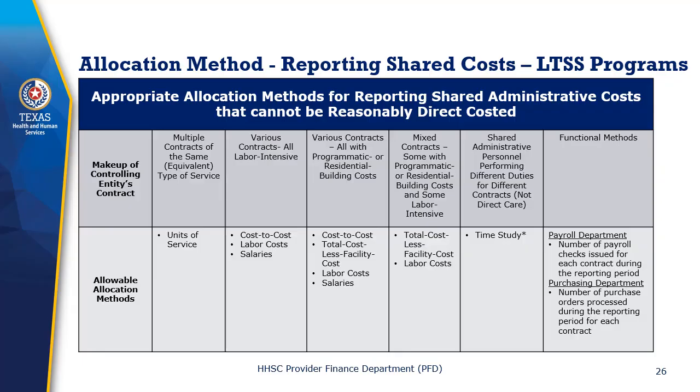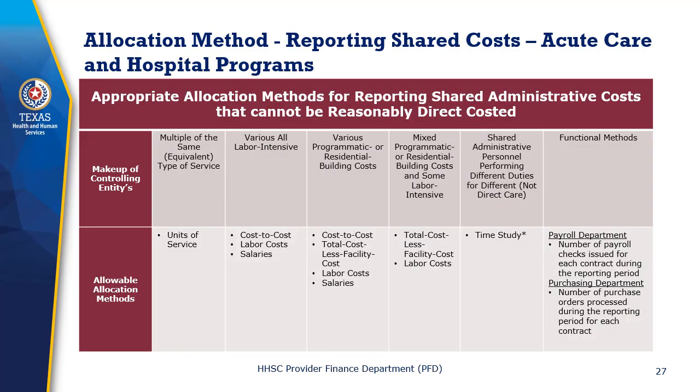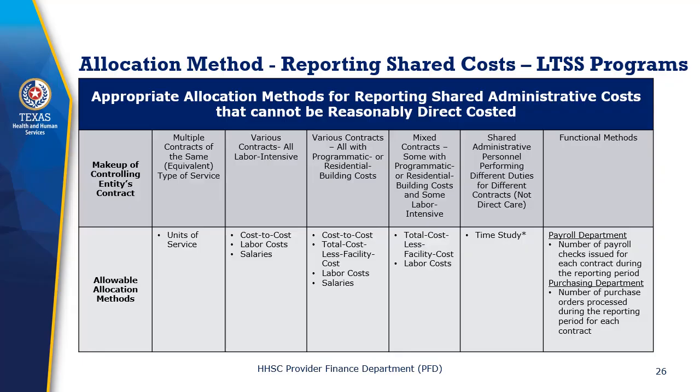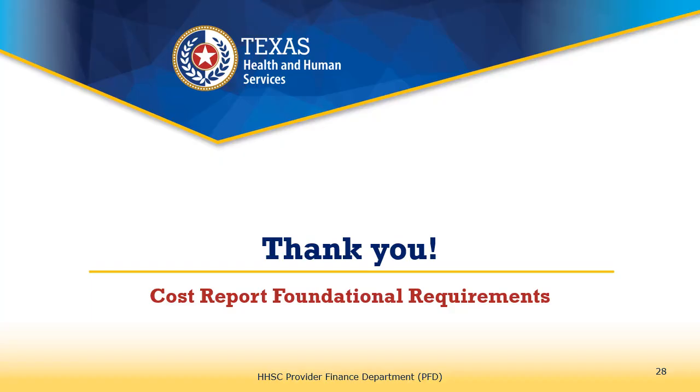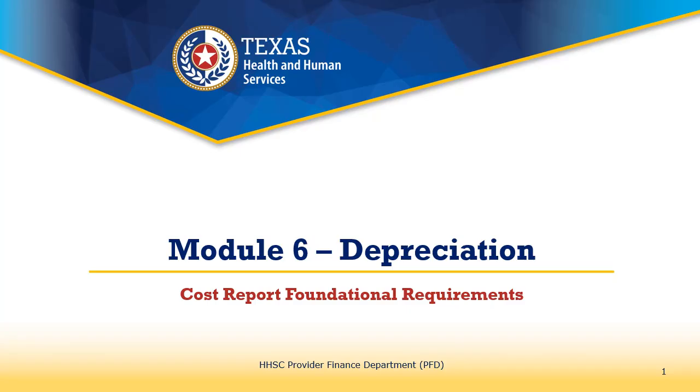This lesson provides information on the appropriate LTSS allocation methods for reporting shared costs. This table shows a breakdown of appropriate allocation methods based on the makeup of the controlling entity's contracts. The provider can use more than one allocation method per report. This table shows cost allocation methods for reporting shared costs for acute care and hospital programs. This table shows a breakdown of appropriate allocation methods based on the makeup of the controlling entity's contracts. The provider can use more than one allocation method per report. This concludes our lesson for Module 5.